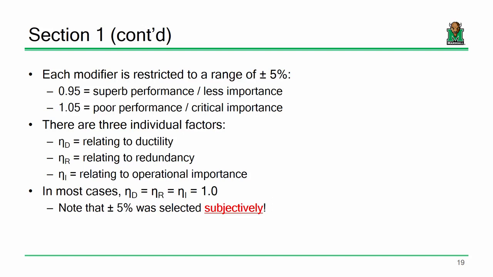Here's what happened in the spec. You start going into the spec, and each of these values are specified to be somewhere in the range of plus or minus 0.5%. So if I was dealing with a value that was 0.95, that would indicate superb performance. 1.05 would be poor performance. Keep in mind, you're modifying the loads, okay? So if you got superb performance, you can cut those loads down a little bit.